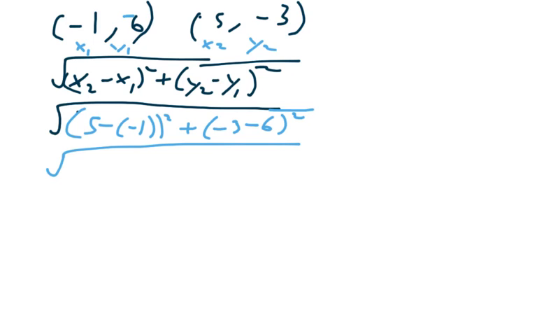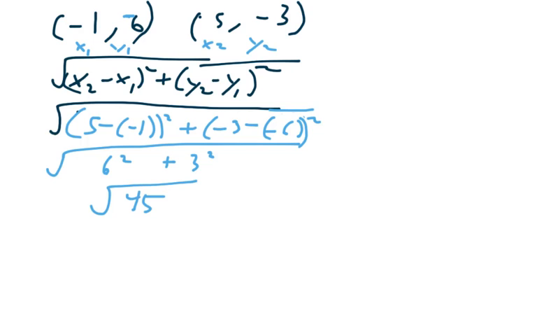Sorry, in the problem it's actually negative 1, negative 6, so this is negative 1, negative 3 minus negative 6 from the review. So this turns out to be 6 squared plus 3 squared, which turns out to be the square root of 45. Now, there's two ways we could answer this.